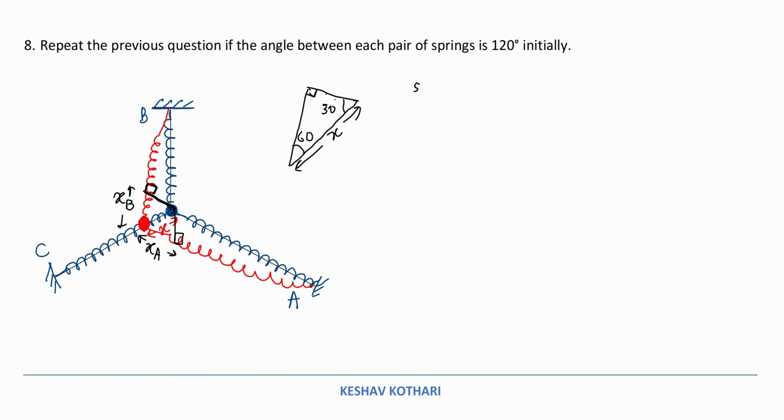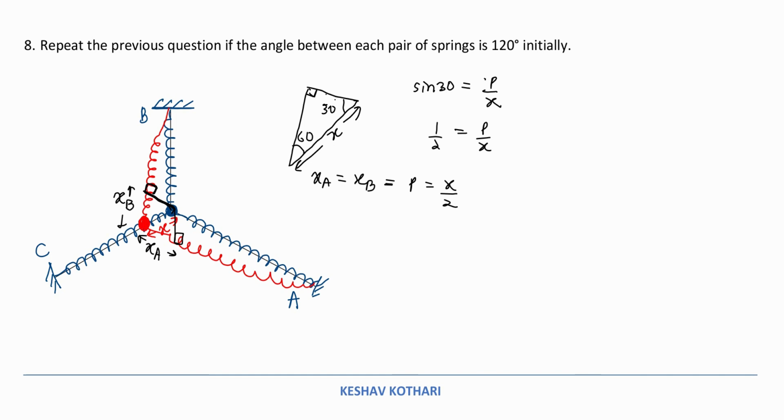Over here I can say that sine 30 is going to become p by x. So we get half equal to p by x, so p is equal to x by 2. So the elongation produced in each of the springs, which is XA and XB, is going to be equal to x by 2. So XA and XB is p, which is equal to x by 2.